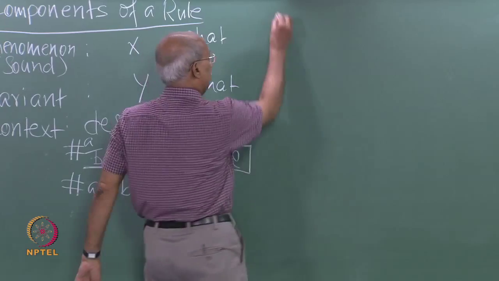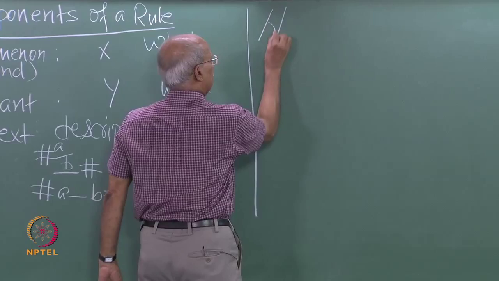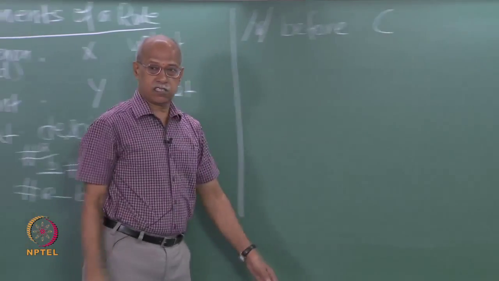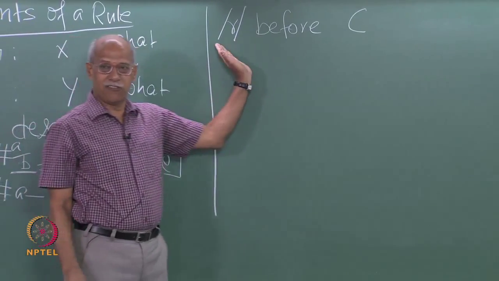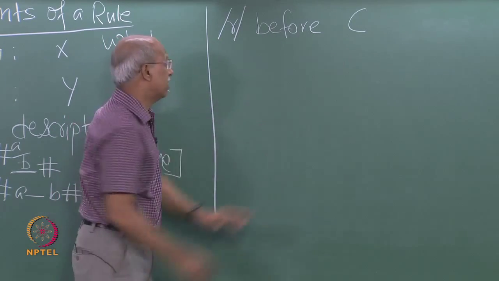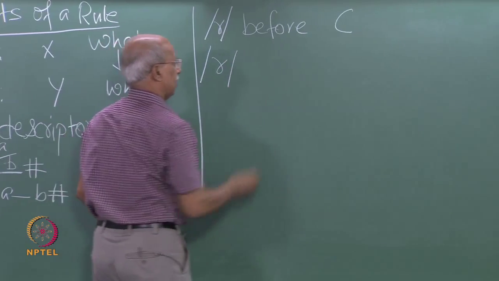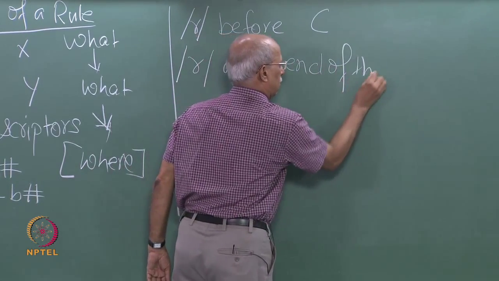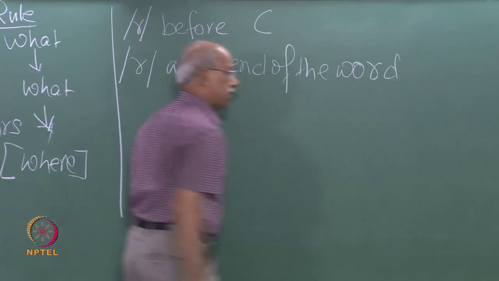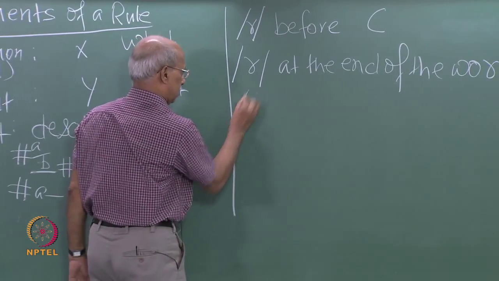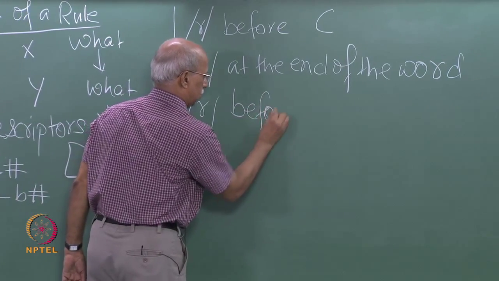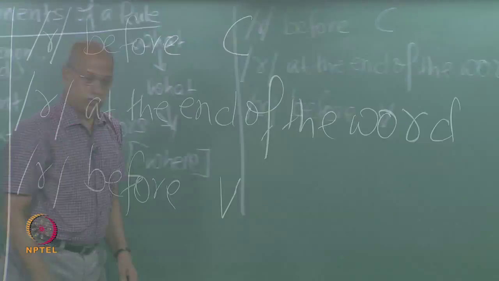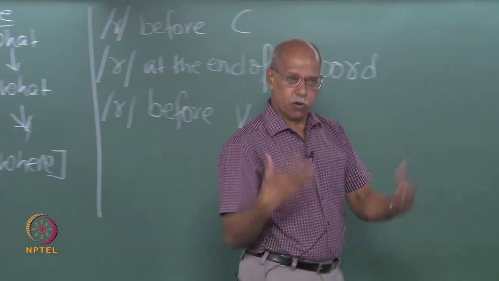Okay, you may look at these patterns. R before consonants, sorry, R, I'm very sorry. R before consonants, R at the end of the word, and R before a vowel. Do you see any pattern? Just observe.